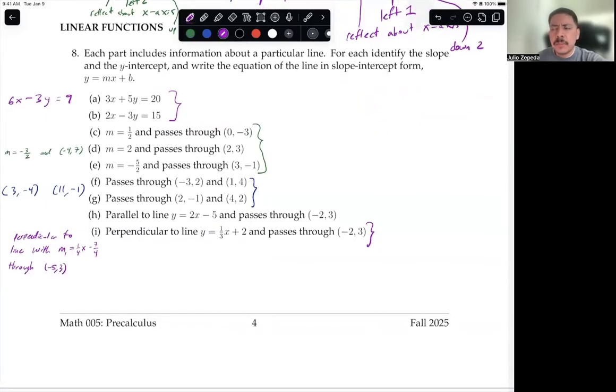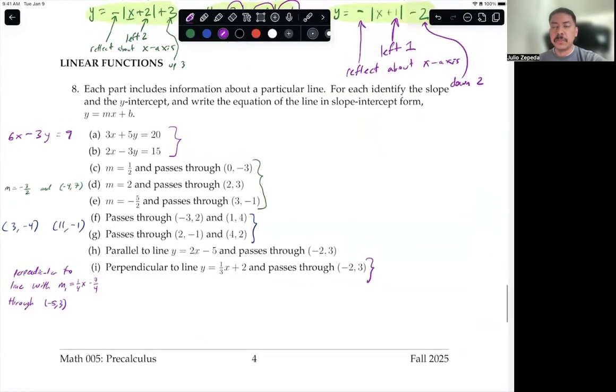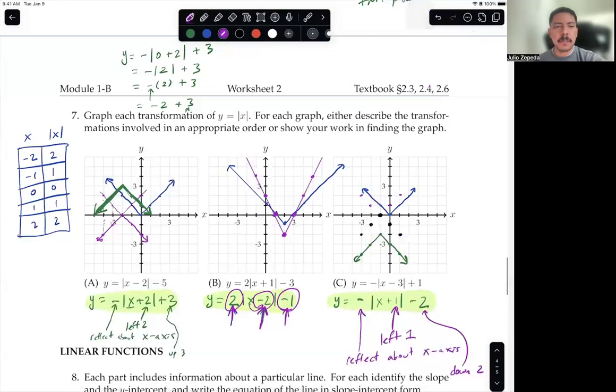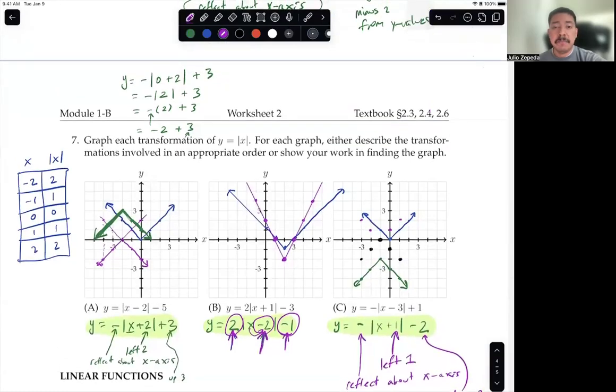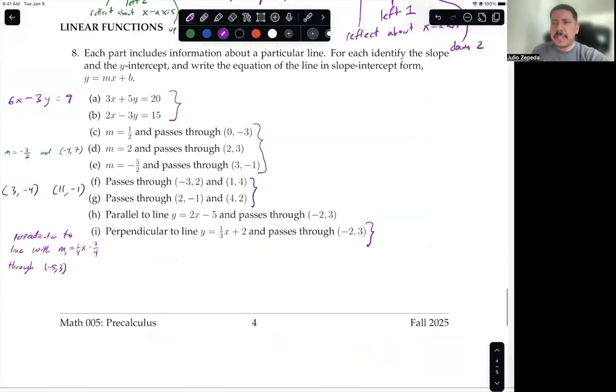Do watch the other videos, especially the one before this, covering problems 4, 5, 6, and 7, because it's complex stuff, so it would be a good idea to watch that one. But for this one, you're probably familiar with linear functions from previous classes, so let's jump right into it.